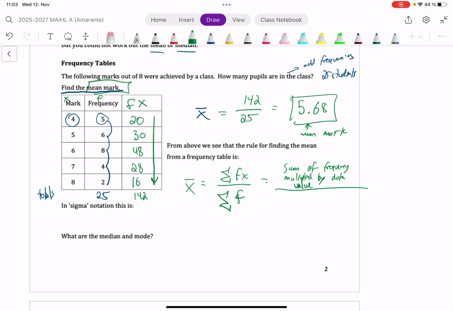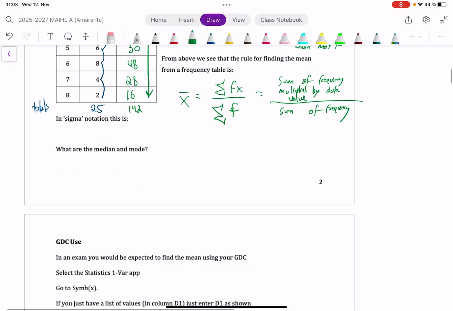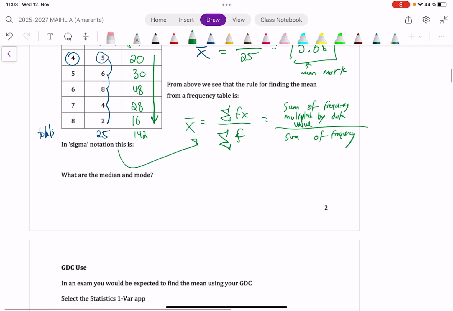So I do frequency times data value for each of them, then add them up, divided by the sum of the frequency. I add up all the frequencies, that's how many people or things there are, and I divide by the frequency, that's what goes on the bottom. In sigma notation, that's this, right? Like in words, it's what I wrote over there.